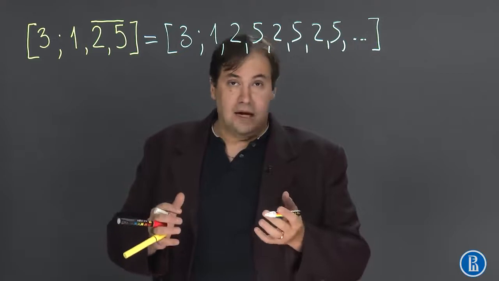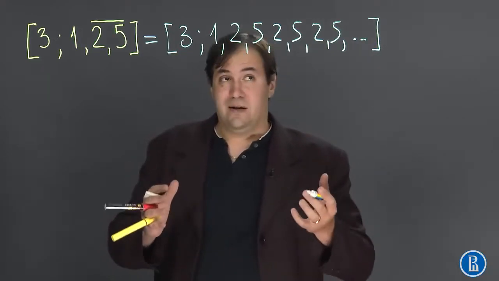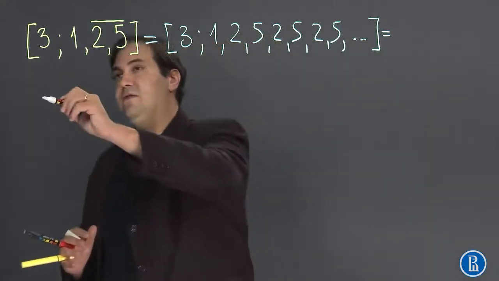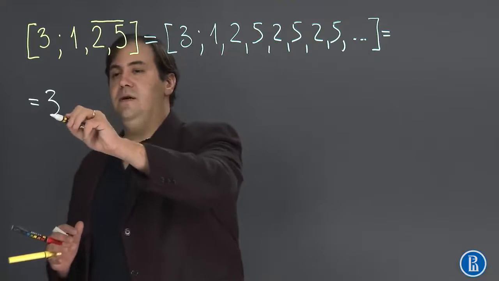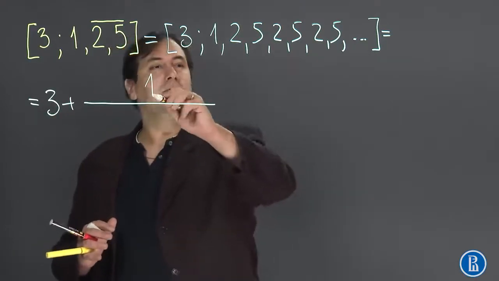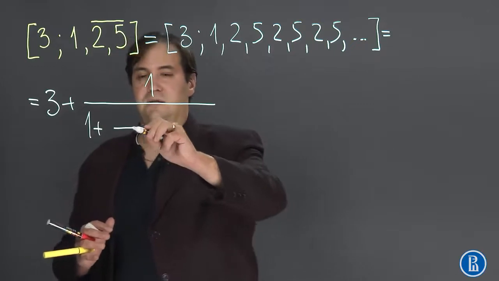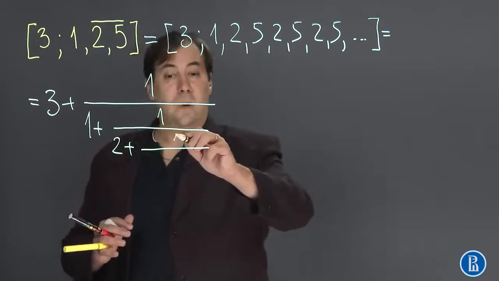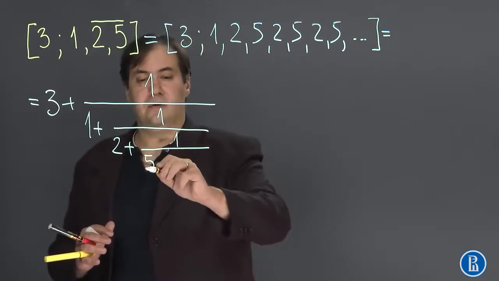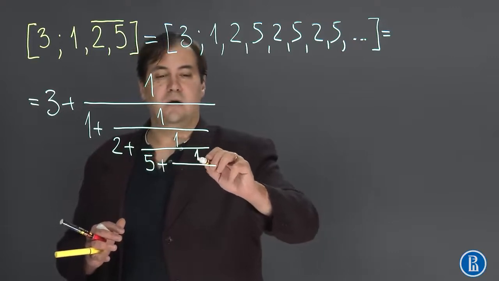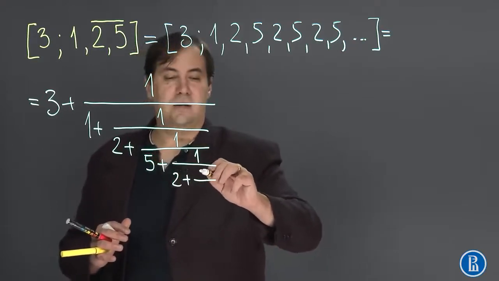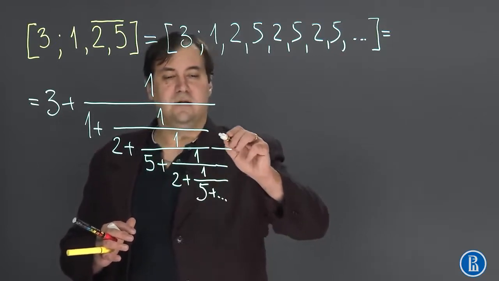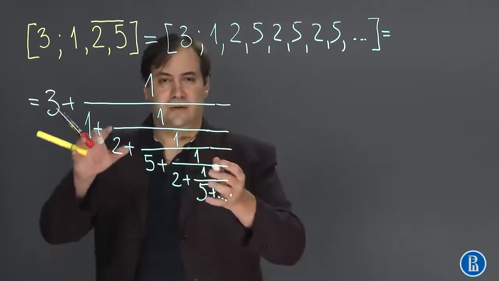And now we will try to calculate the value of this continued fraction. First, let's write it in the standard form. So 3 plus 1 over 1 plus 1 over 2 plus 1 over 5 plus 1 over 2 plus 1 over 5 plus and so on. So it is infinite and we can never write it to the end.